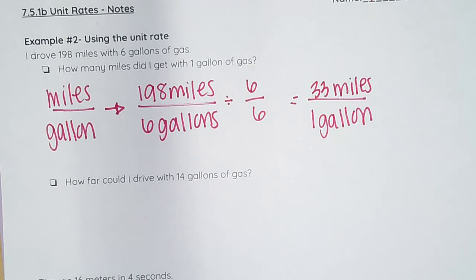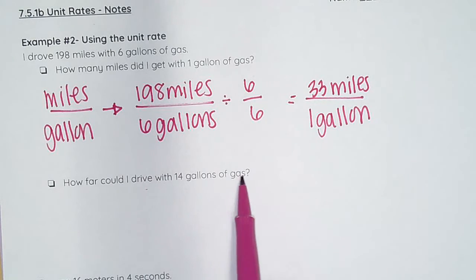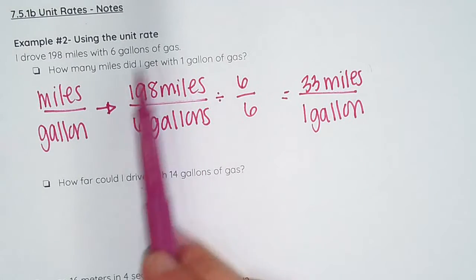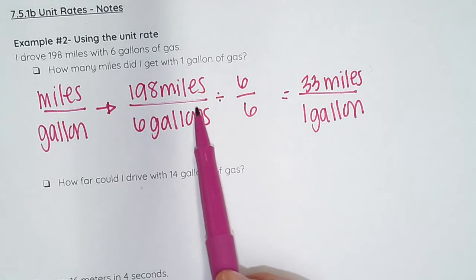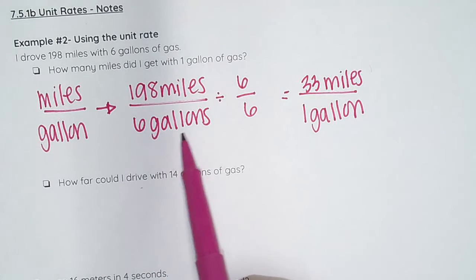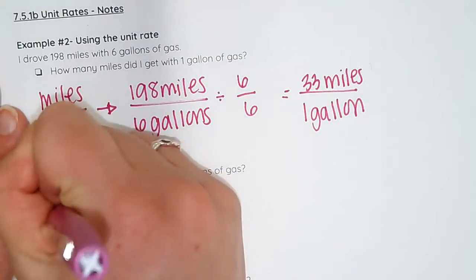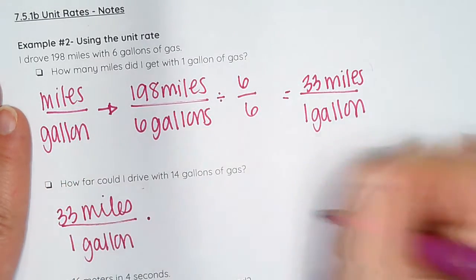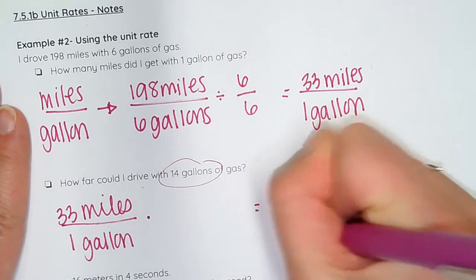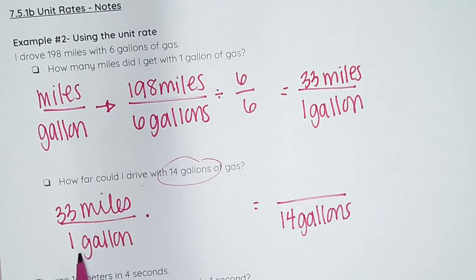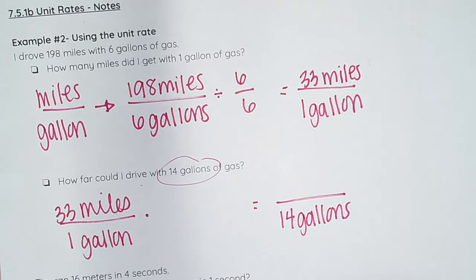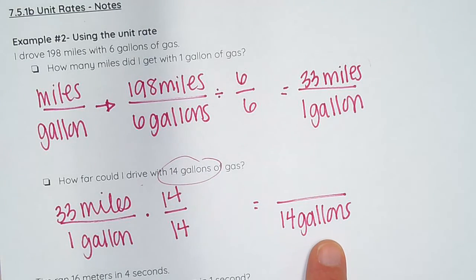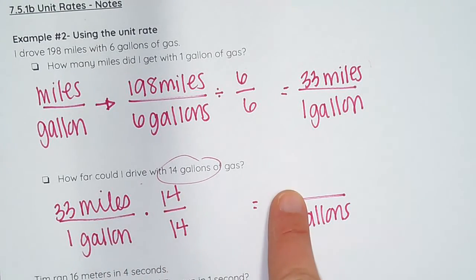The second piece to this is how far could I drive with 14 gallons of gas? So I start with my unit rate. It is easier to start with my unit rate rather than my rate. Your multiplication and your numbers would get a little funky if we do this. So here we just set it up. 33 miles per 1 gallon. I know I want a denominator of 14 gallons. So how do I get from 1 to 14? I multiply by 14. 1 times 14 equals 14 gallons. 33 times 14 gets me 462.